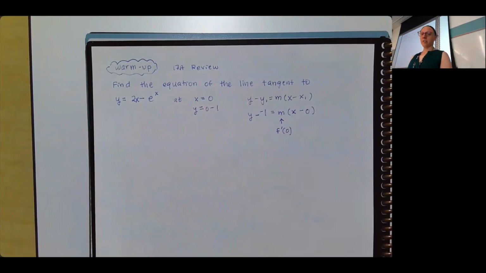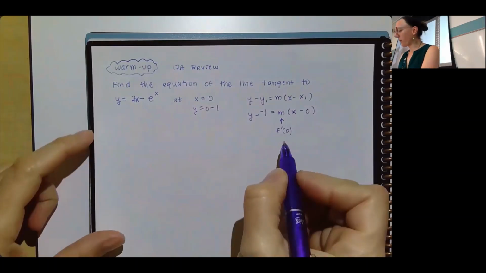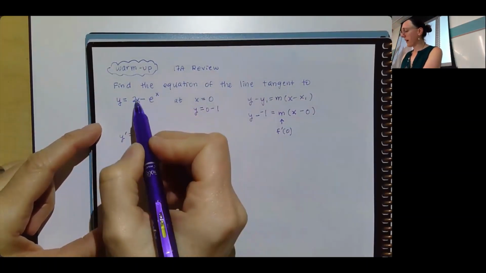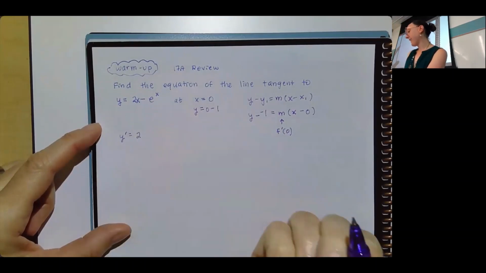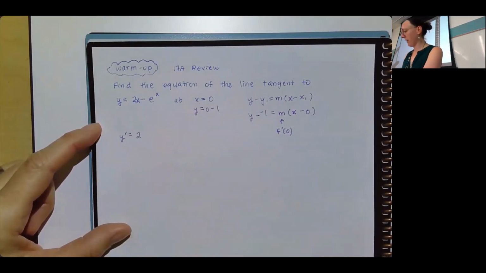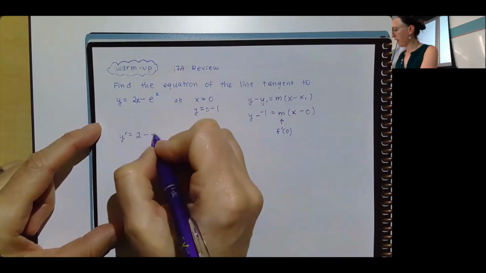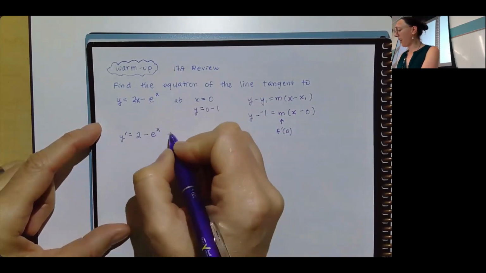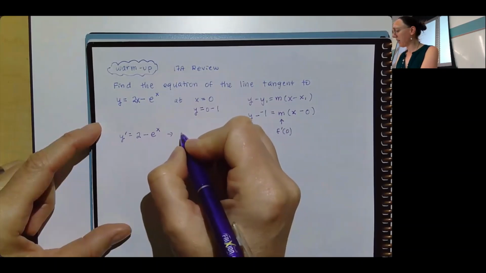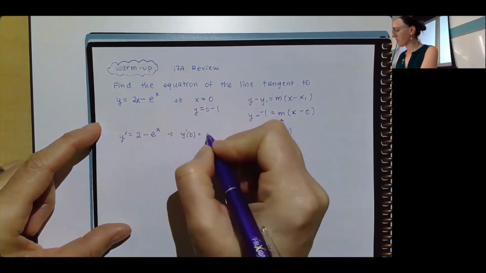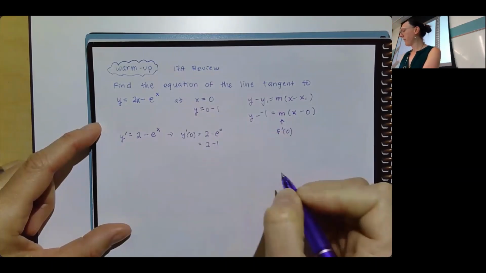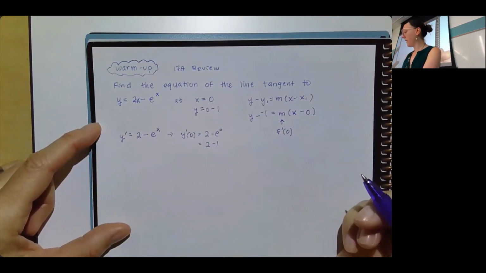Now, let's actually do the thing that we're supposed to do. I know I need to take the derivative here. Derivative of 2x, I'm looking at 2. e to the x, the derivative is the same as the function itself, so I've got e to the x. If I now plug in 0, I'm going to get 2 minus e to the 0, or 2 minus 1, and my slope is 1.